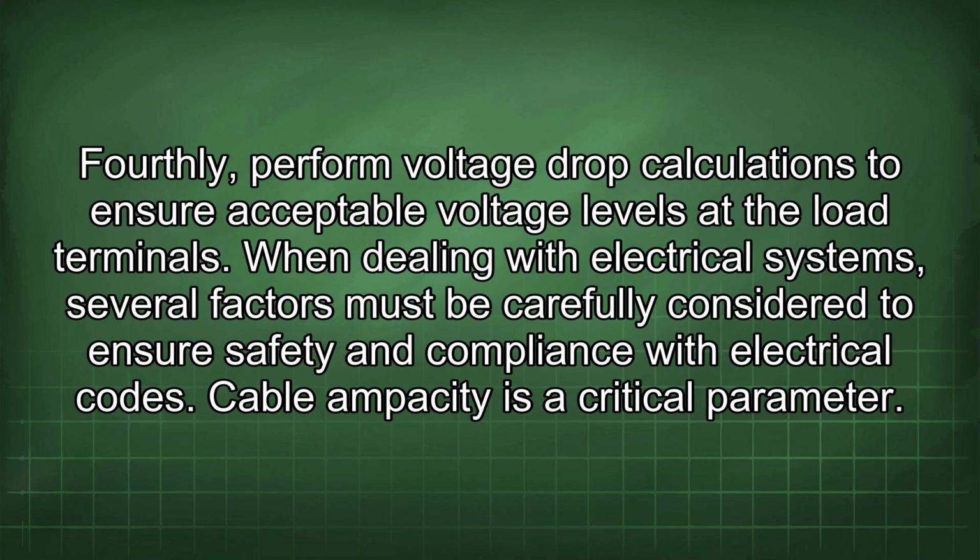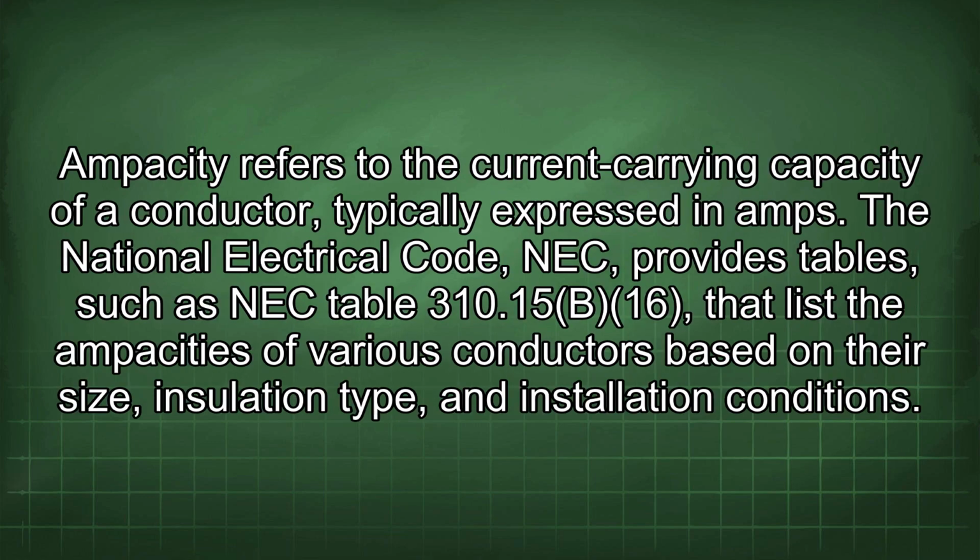When dealing with electrical systems, several factors must be carefully considered to ensure safety and compliance with electrical codes. Cable ampacity is a critical parameter. Ampacity refers to the current carrying capacity of a conductor, typically expressed in amps. The National Electrical Code, NEC, provides tables, such as NEC Table 310.15(B)(16), that list the ampacities of various conductors based on their size, insulation type, and installation conditions.